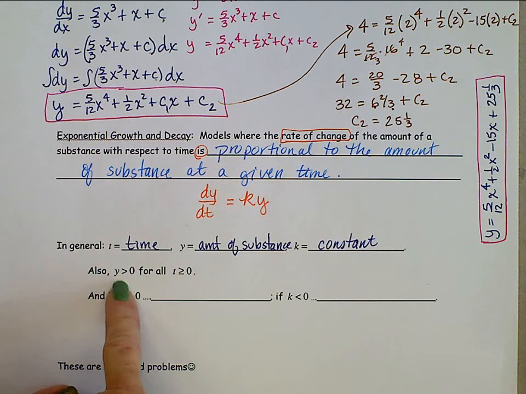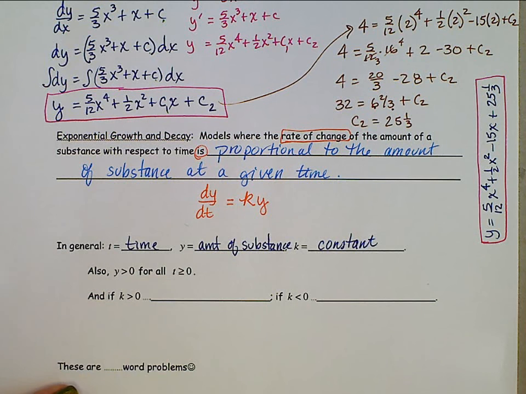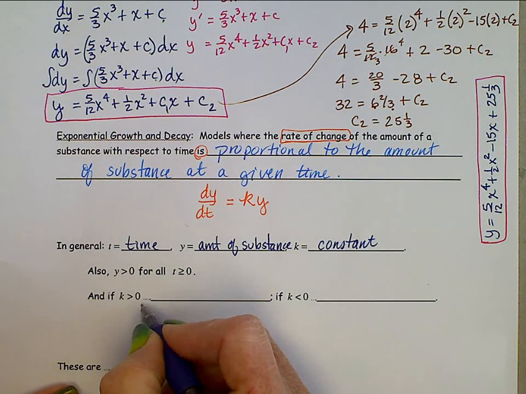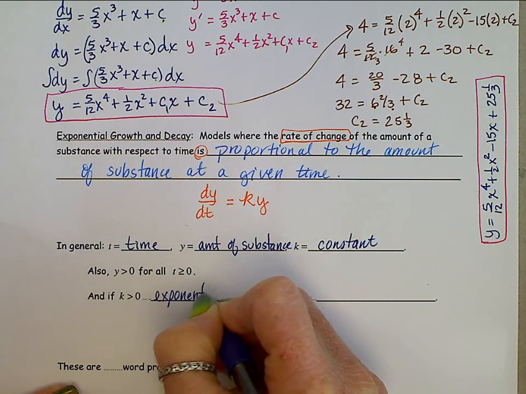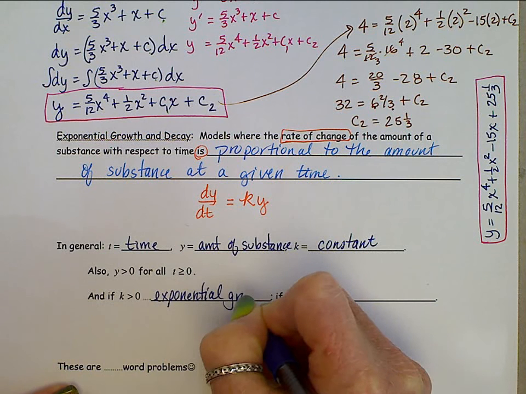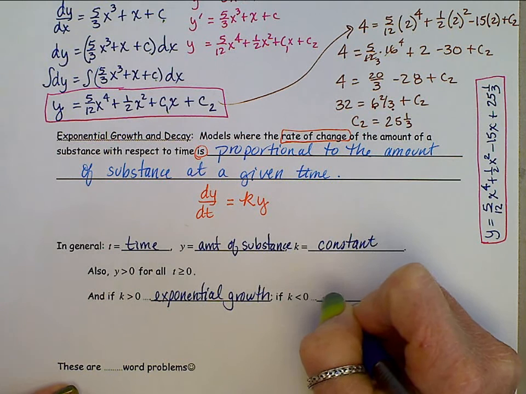y is the amount of our substance. It must be positive. Can't have a negative number of bacteria. Time can't be negative, and y can't be 0, because if there's nothing there to start with, it's not going to grow or decay. Time must be 0 or larger. We also know if k is greater than 0, then we're looking at exponential growth. And if k is less than 0, then we'll be looking at exponential decay.